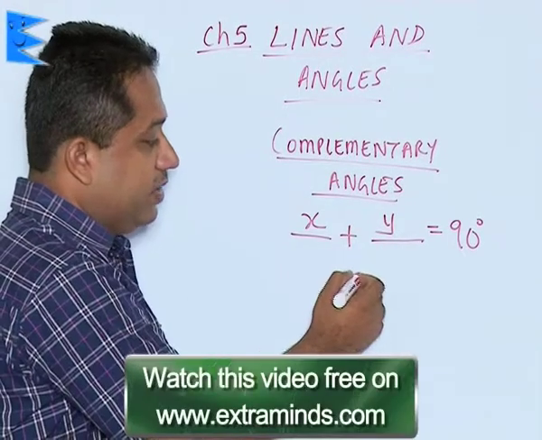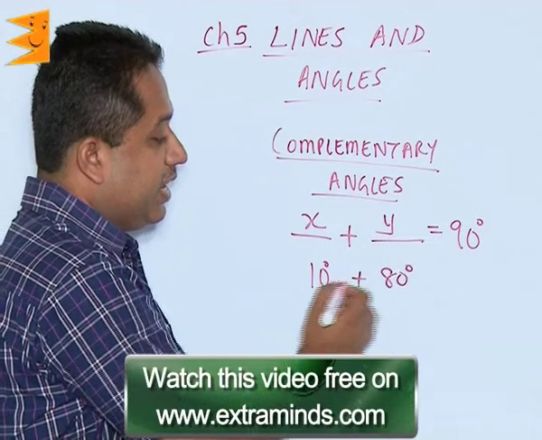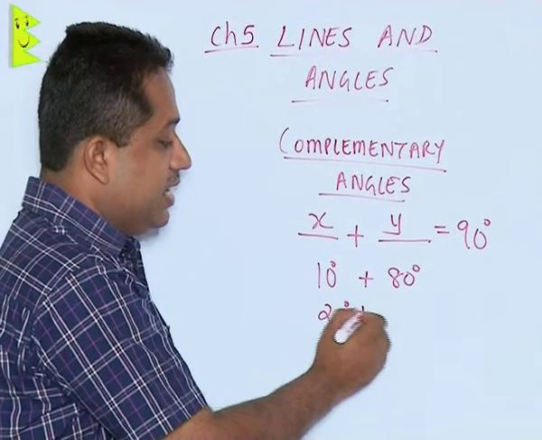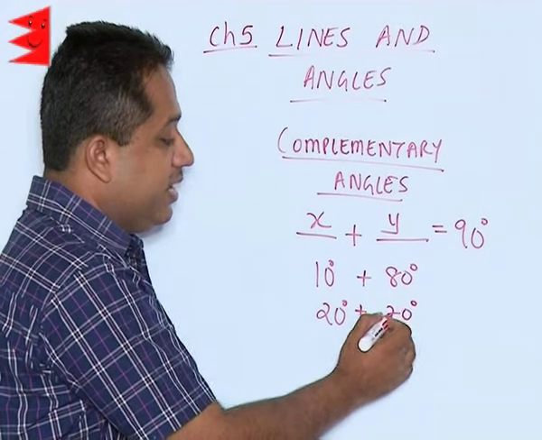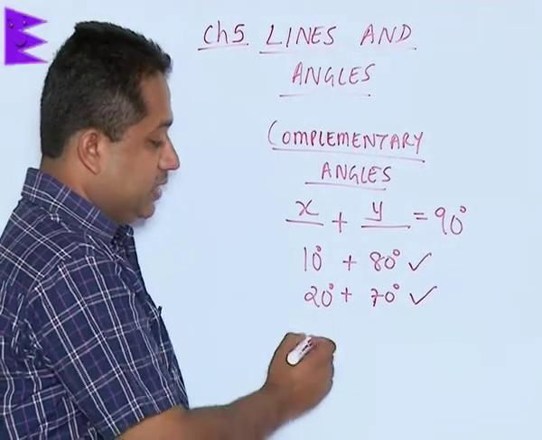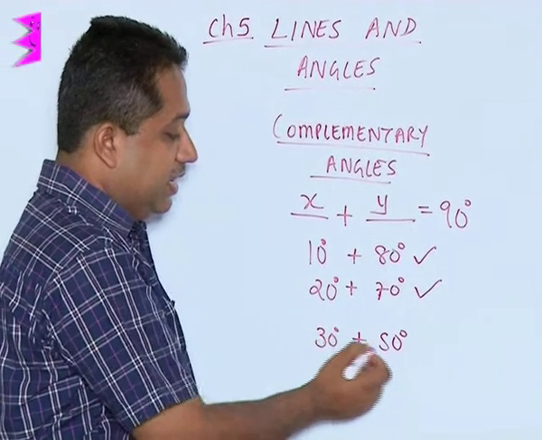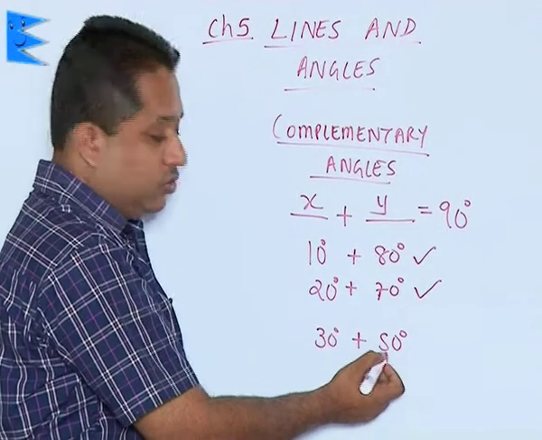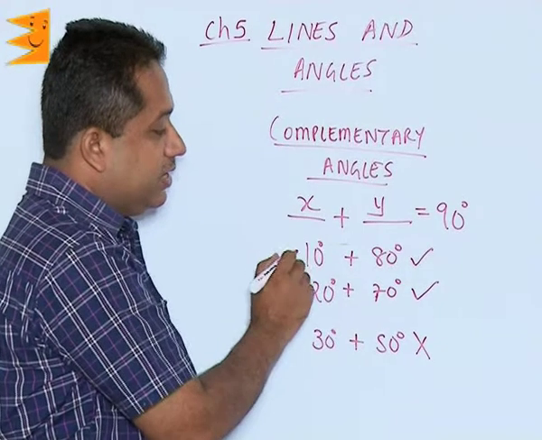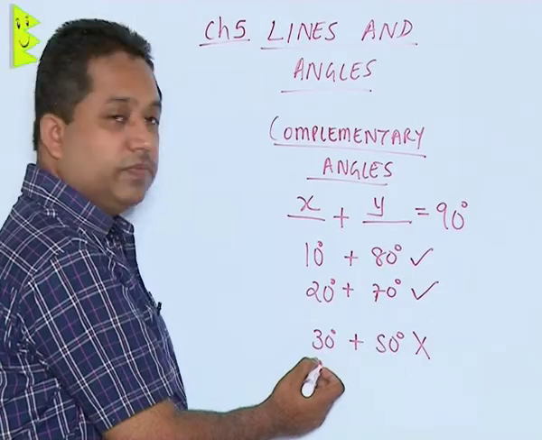So, we could have a combination of 10 degrees and 80 degrees. 10 and 80 is 90, so we can say they are complementary. We can have a combination of 20 and 70 degrees. 20 and 70 is 90. So, these are complementary angles. What about 30 and 50? Now, 30 and 50 when I add give us 80 degrees. So, they are not complementary. We can say that complementary angles are a pair of angles which on adding will give me 90 degrees.